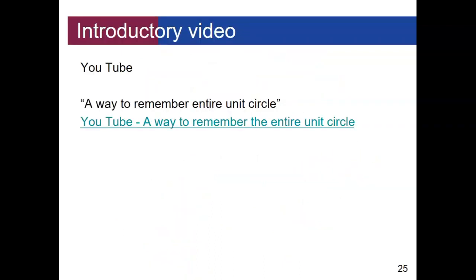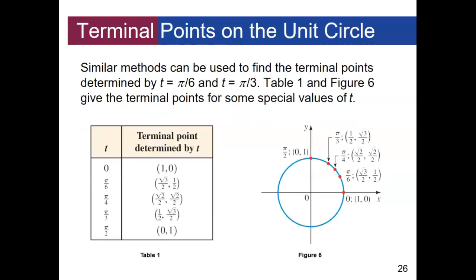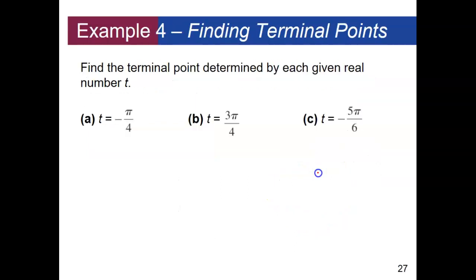So here's a little introductory video, a quick way to remember the unit circle. It's basically what I just went through, but if you would like to watch it again from a slightly different perspective, that would be fine as well. So we talked about the terminal points, and if you remember these and how they behave in each of the quadrants, then you don't technically have to memorize the entire unit circle. You definitely need to know the coordinates for each of these and the coordinates for each of the quadrant changes.